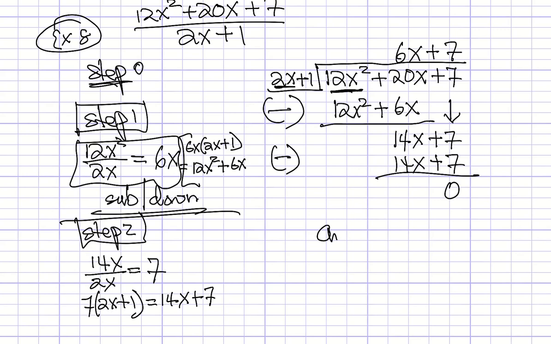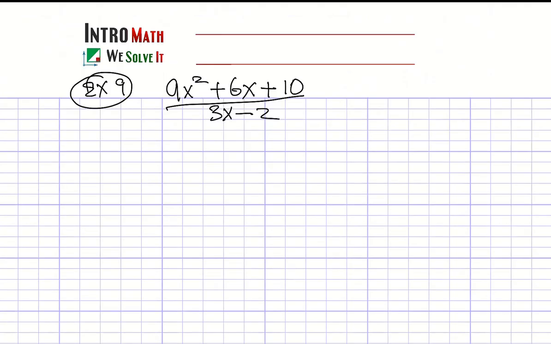Okay, so the answer we got is 6x plus 7. There is no remainder. Okay, you see, there is no remainder. So that's what we got there, no remainder, man. Okay, here is the next problem we'll have there for you.